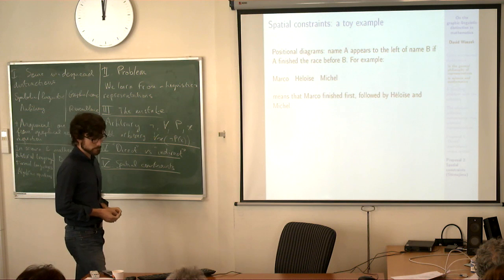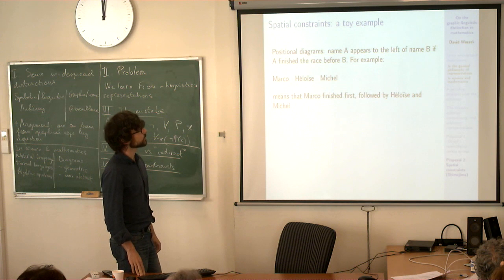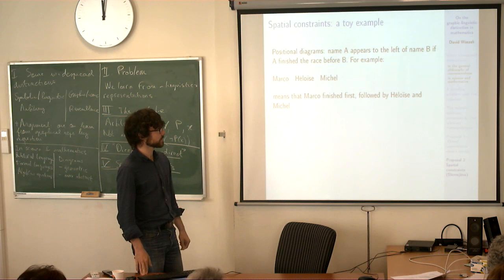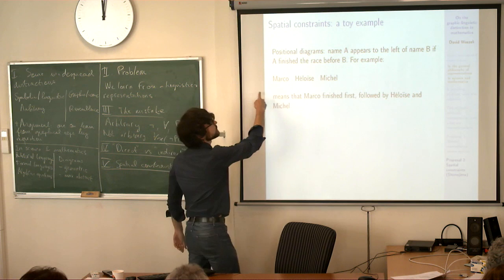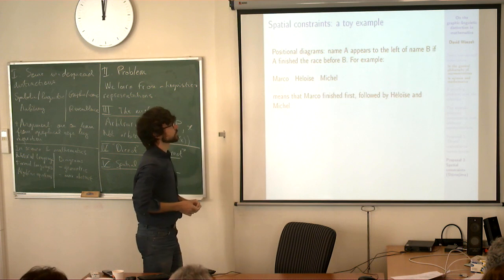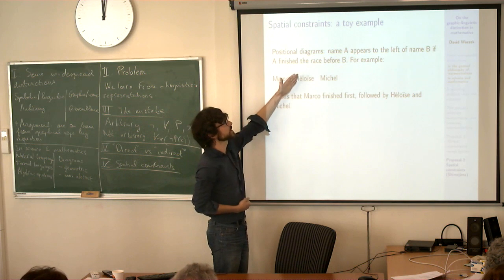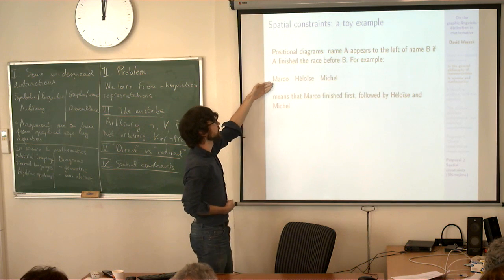Which he gives. It's the idea that if you represent, for instance, the order of arrival of people in a race, you can use a certain convention that you will write them sequentially from left to right. So name A appears to the left of name B if A finished the race before B. So for instance, Marco finishes first.